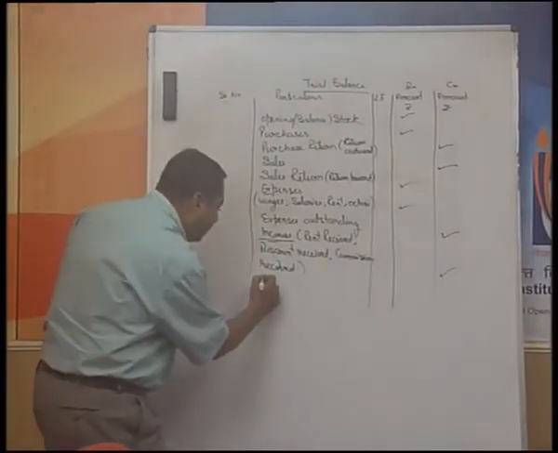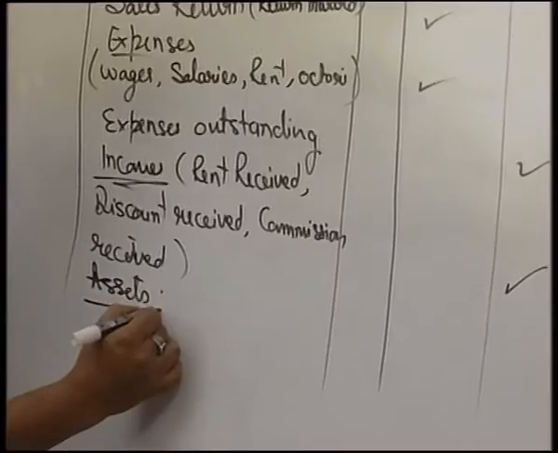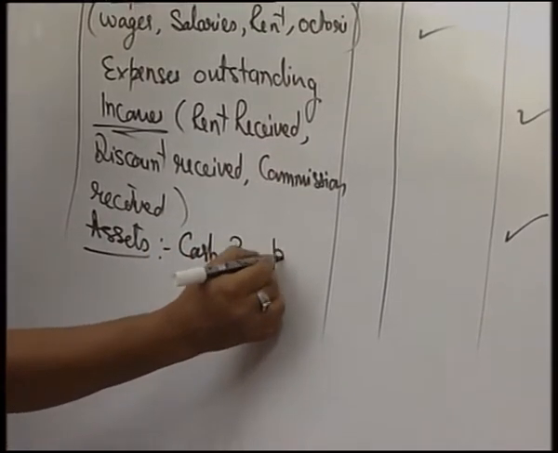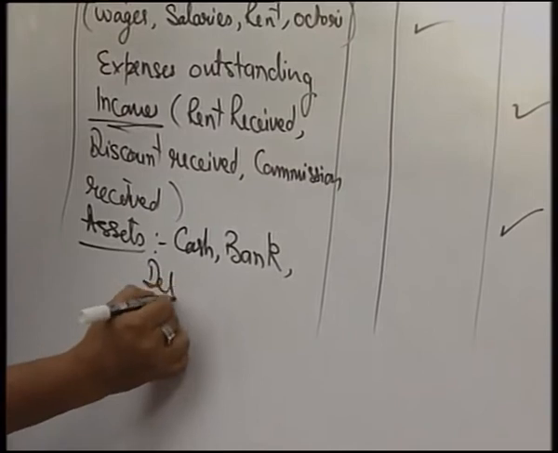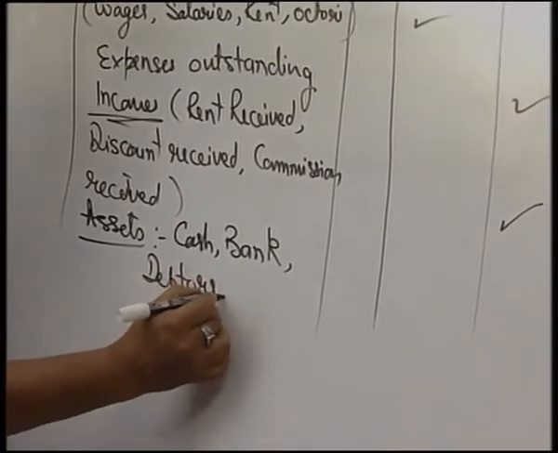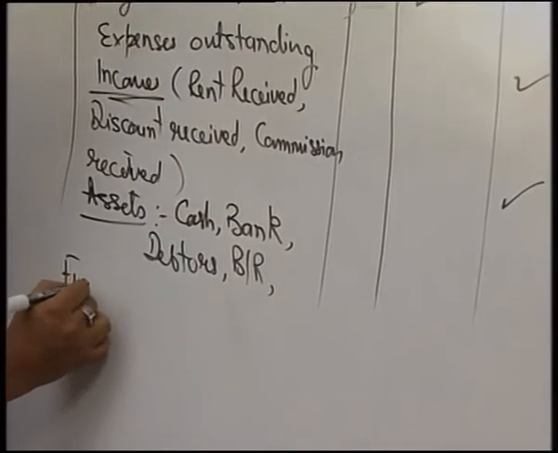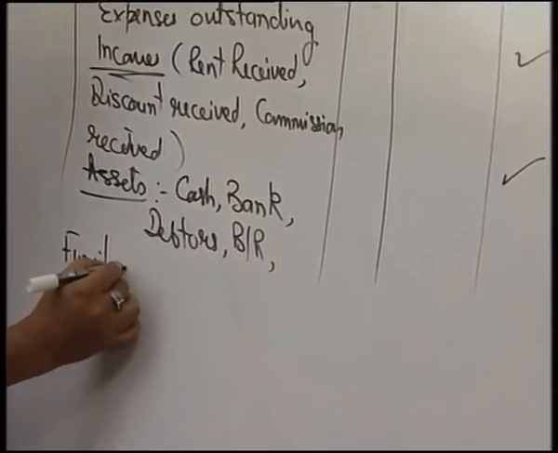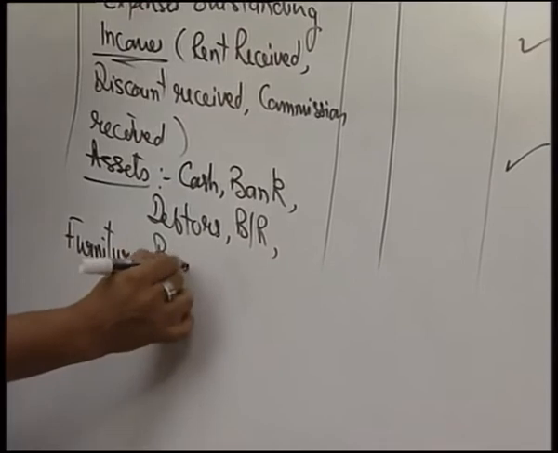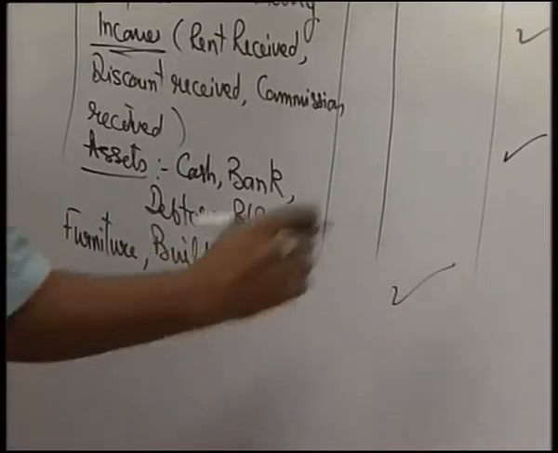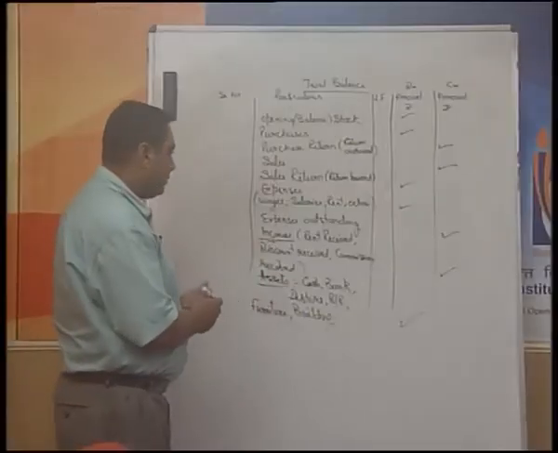Some assets could be given to you, maybe in form of cash, bank, debtors, bills receivable, furniture, buildings and so on. All these are going to have the debit balance.